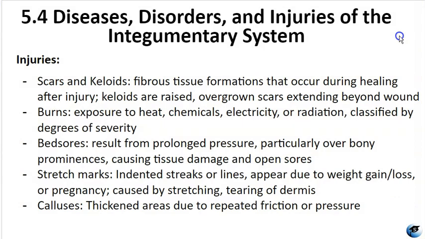alterations can impact the skin's appearance and integrity. Skin injuries are caused by exposure to heat, chemicals, electricity, or radiation, resulting in damage to skin cells and tissues. During the healing process after skin injury, fibrous tissue formations called scars develop. While scars are typical, keloids are raised, overgrown scars that extend beyond the original wound.